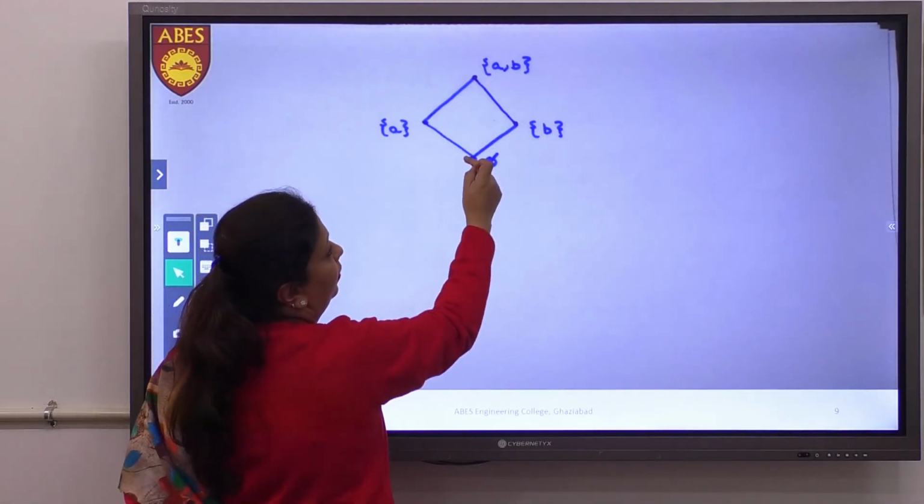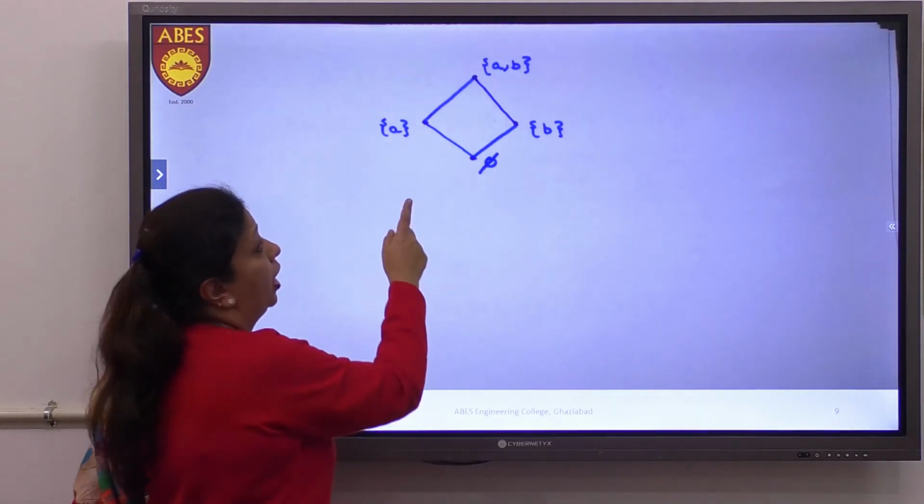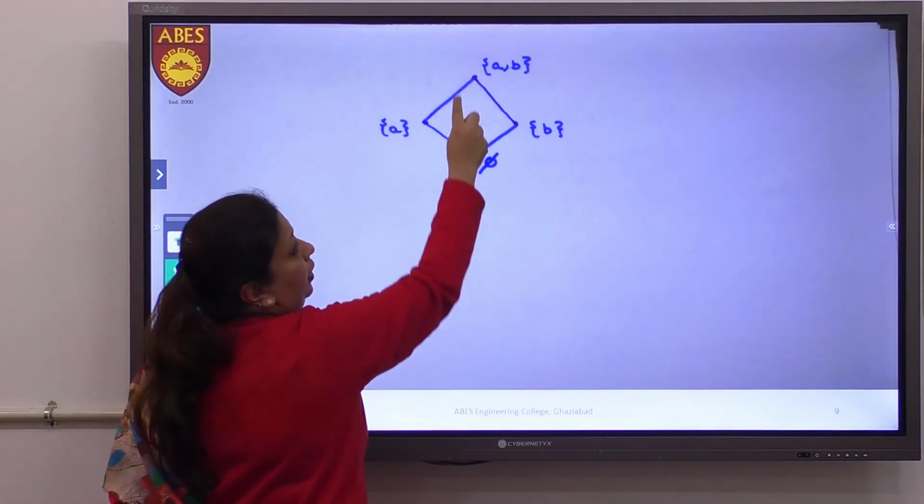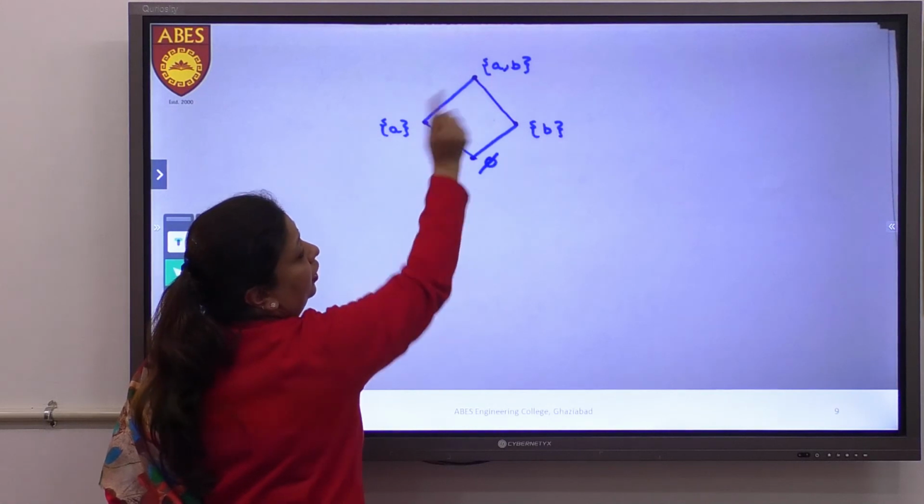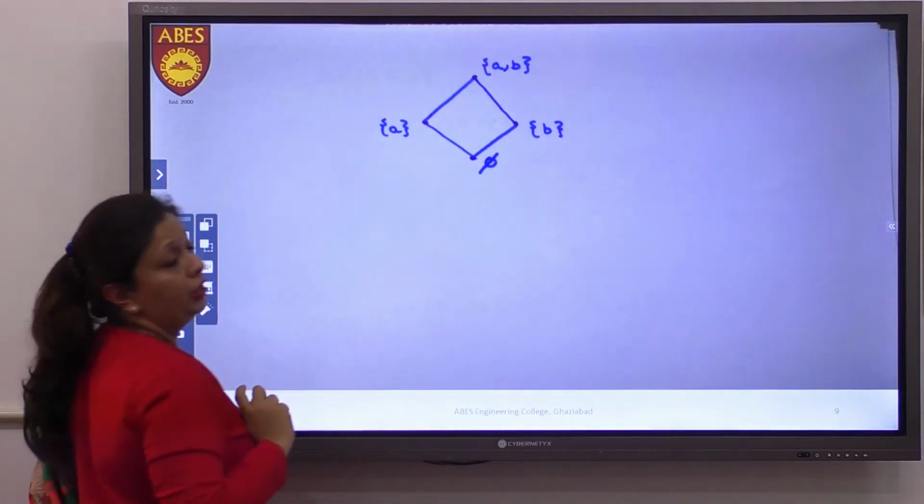Phi is related with B, phi is related with A. Now A is related with {A, B}. Again B is related with {A, B}. So we have shown it this way.